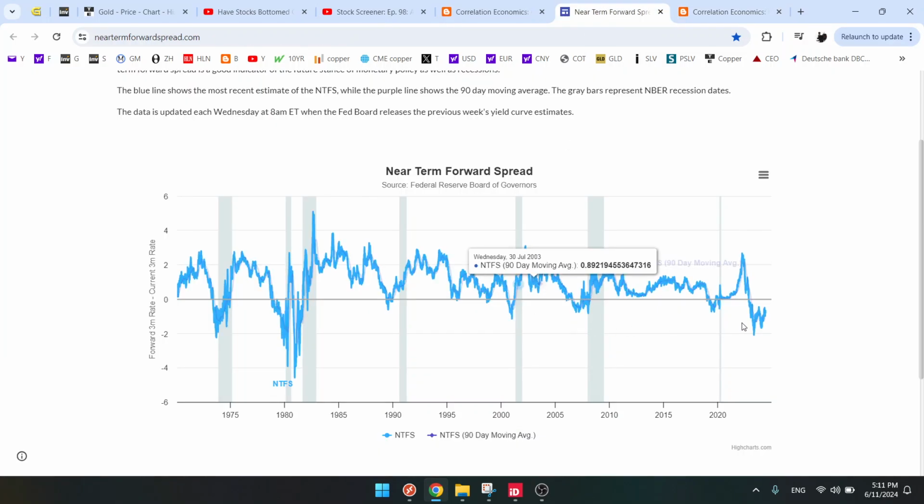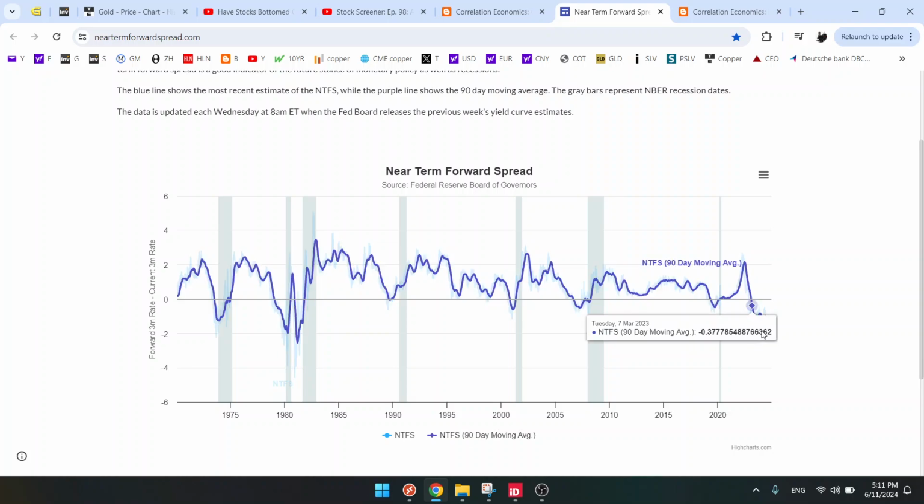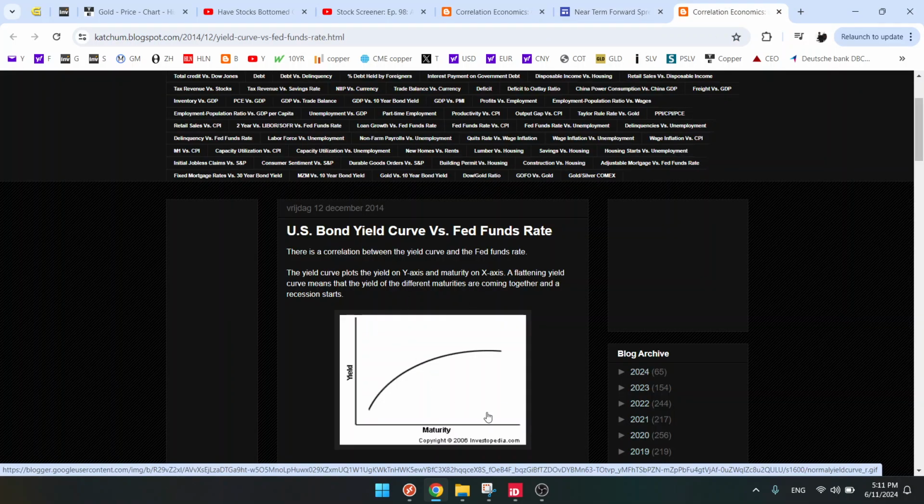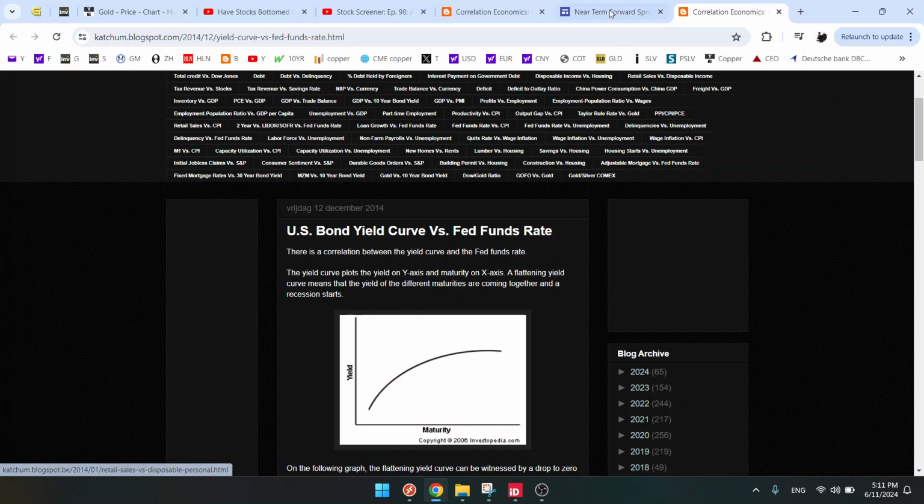So that corresponds with these negative points here. And these are the best periods to buy gold. So that's the first thing to look at. If you are in an inverted yield curve period, then money will automatically move into gold. Okay, that's called scarcity and is bullish for gold.